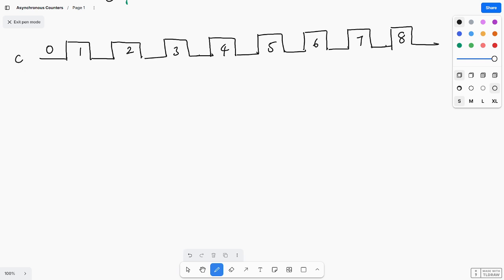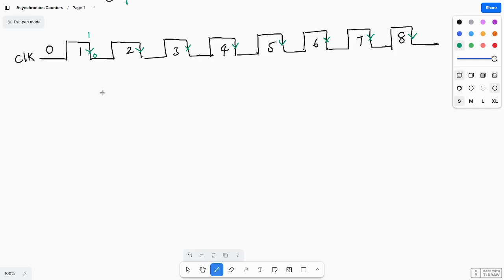So this is the clock, and this is the neg edge of the clock. Neg edge of clock means during this neg edge only, the output will change. When the transition is from 1 to 0 only, the output will change.